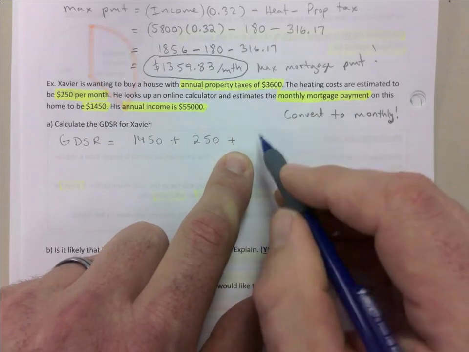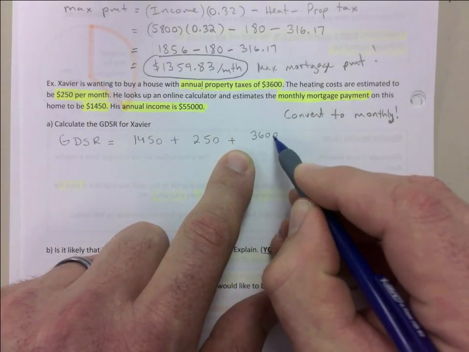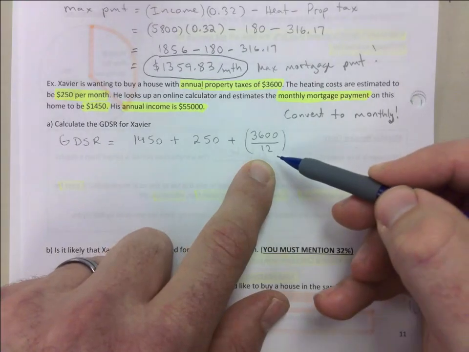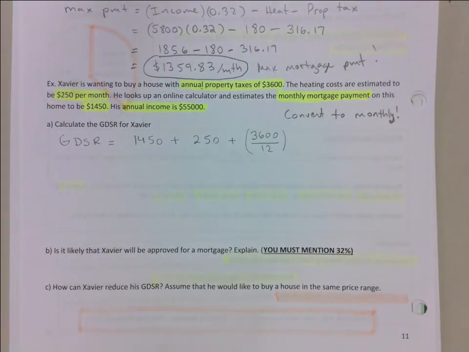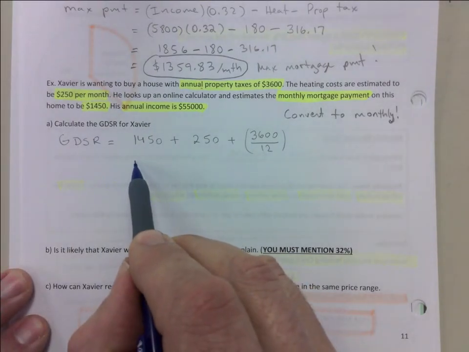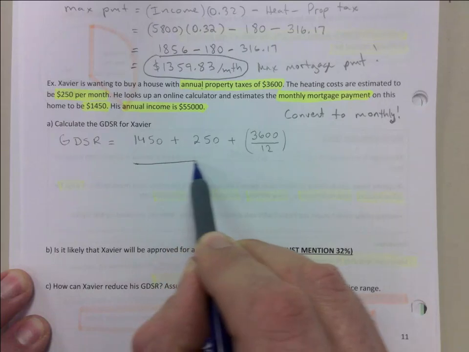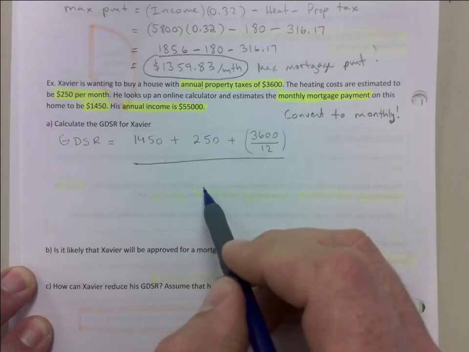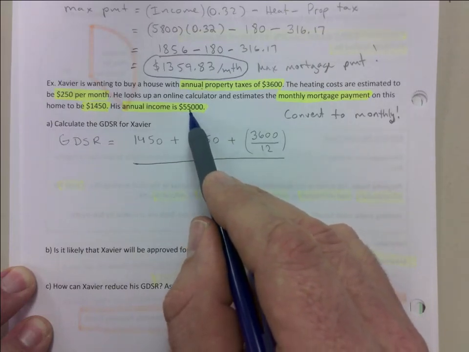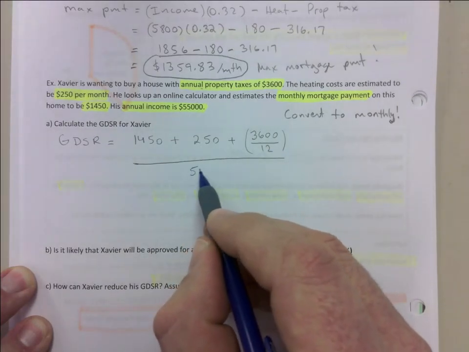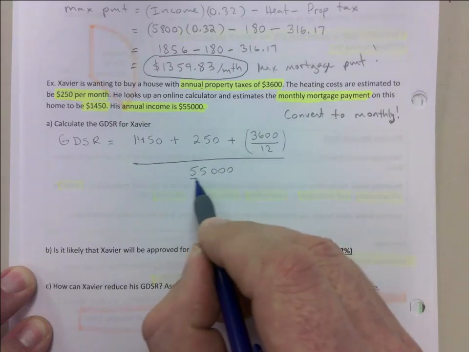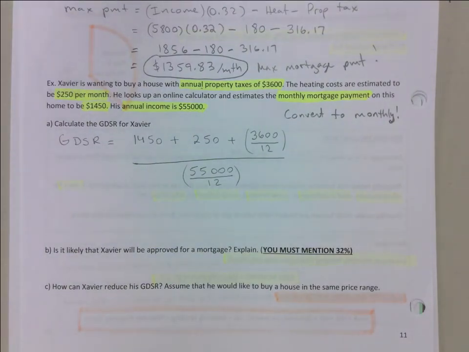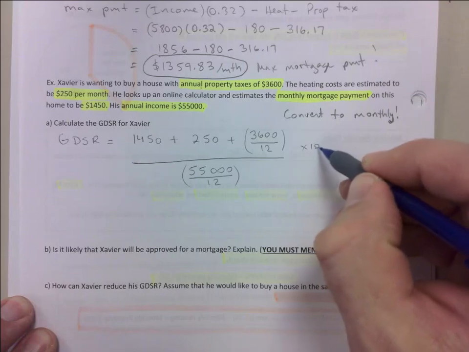See that? So it's going to look a little crazy here, but I'm going to divide that chunk there by 12 because I want that in a monthly amount. I'm going to clean it up in a bit. All of that is going to be divided by, what do we divide it by? By income, right? It's 55,000 here. I can't have that, so I'm going to go 55,000 divided by 12 also. And once I'm done all of that, I'm going to multiply it by 100.